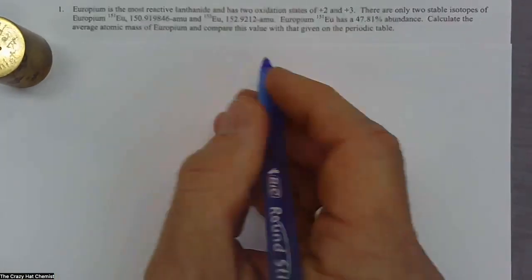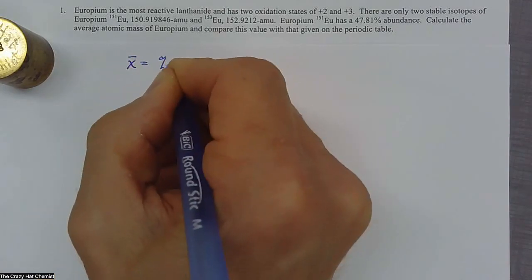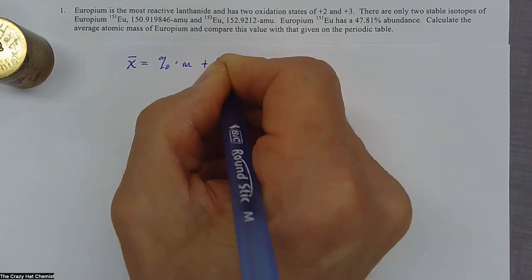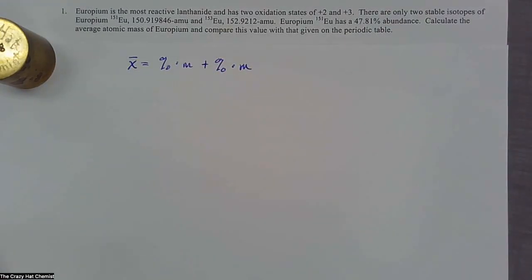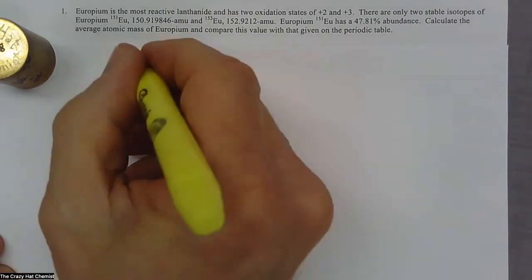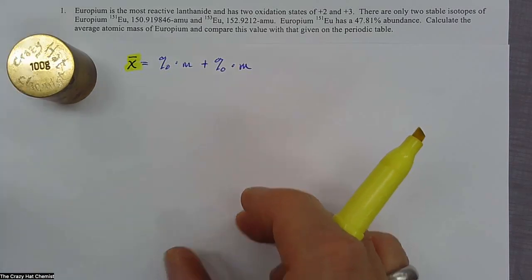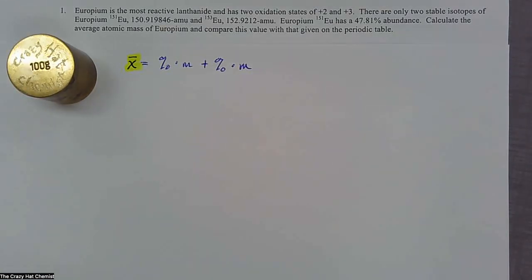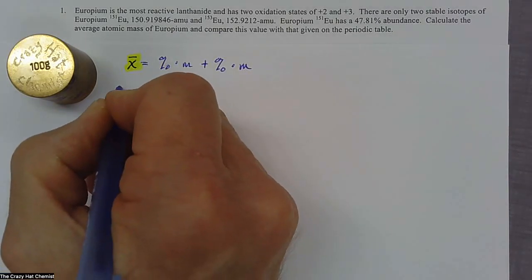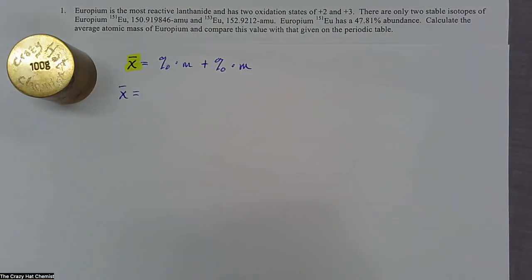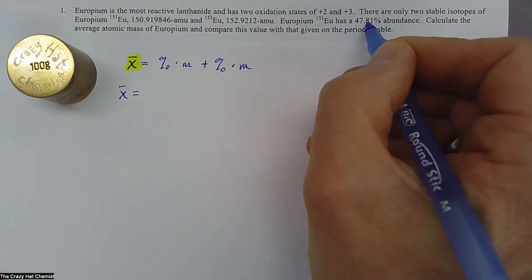So we have 2 naturally occurring isotopes. The average is equal to the percent in decimal form times the mass plus the percent in decimal form times the mass. So what are we actually solving for on this problem? We are solving for the average atomic mass. That's what we're solving for. Okay. All right. So what we need to do is we need to say the average is equal to the percent in decimal form of this first one is 47.81.